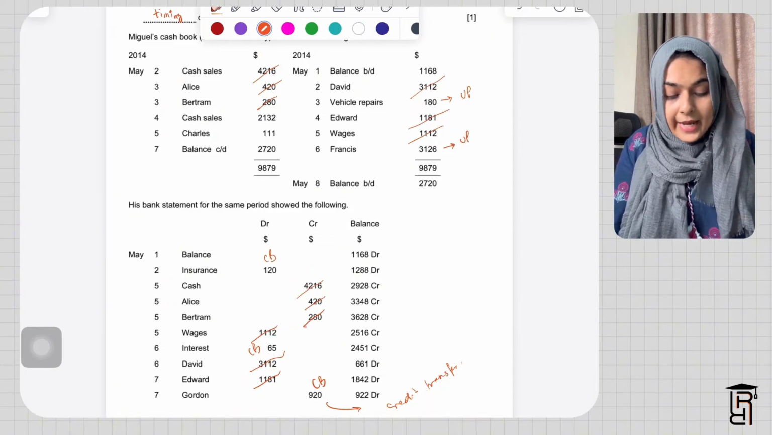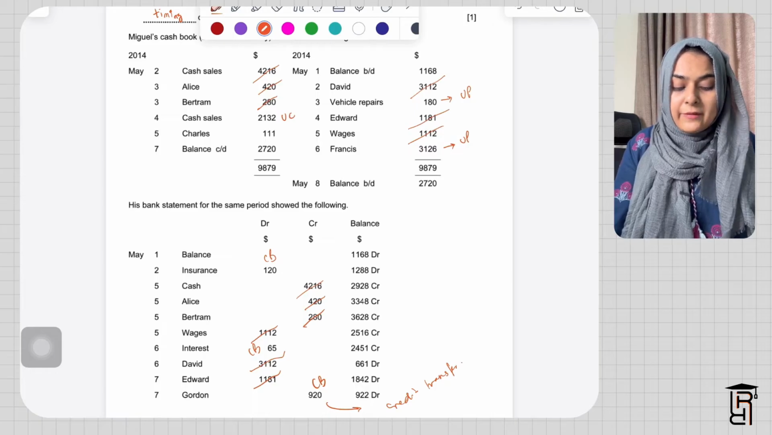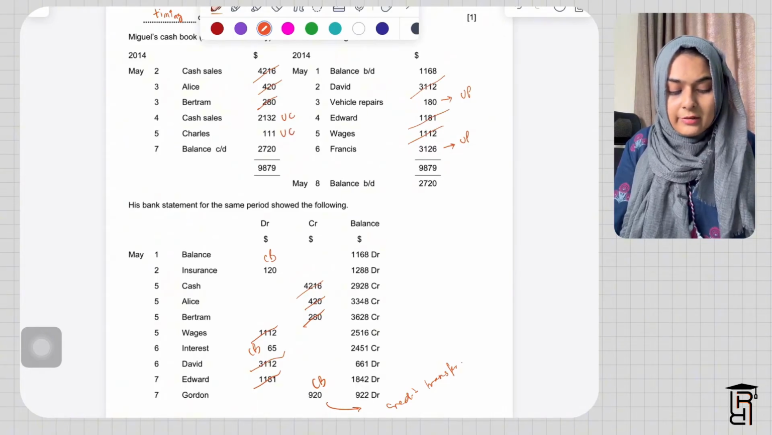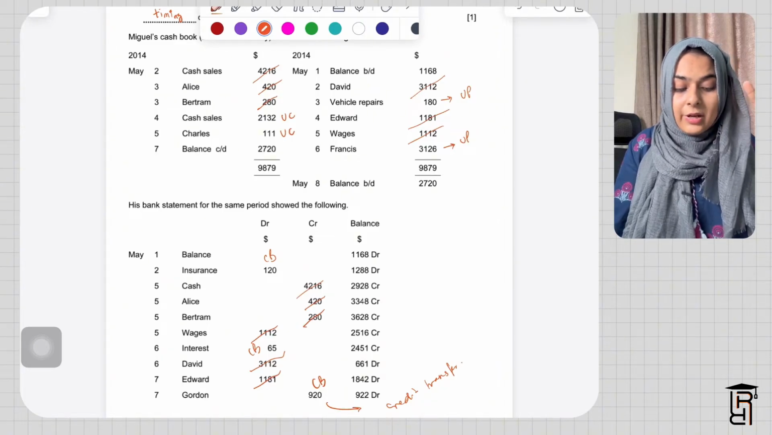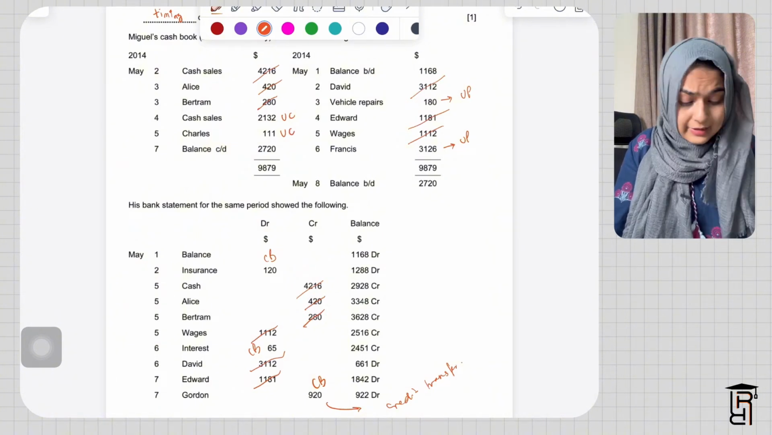And then we have cash sales, which is recorded on the debit side. This is an uncredited deposit, which is 2132. The money we have received from Charles is also an uncredited deposit. So we have two uncredited deposits and two unpresented checks, which we'll record in the bank reconciliation statement.